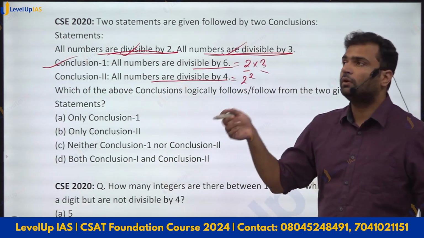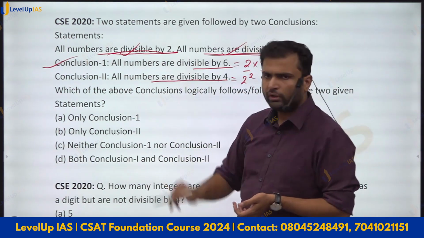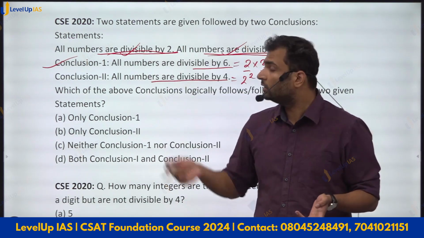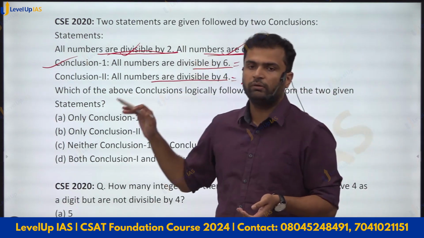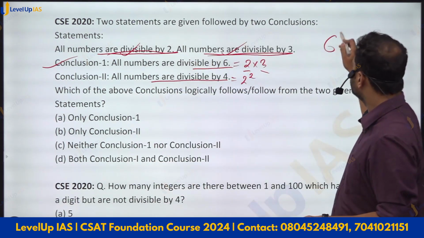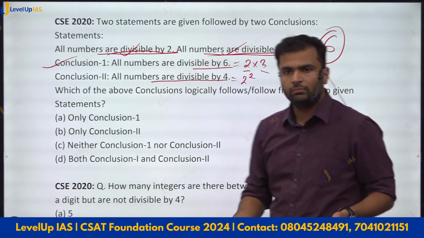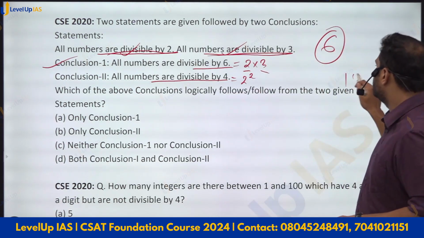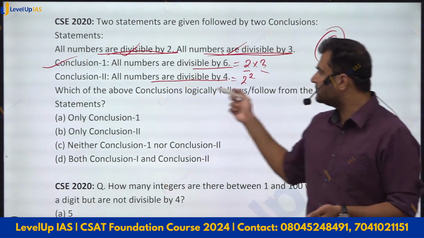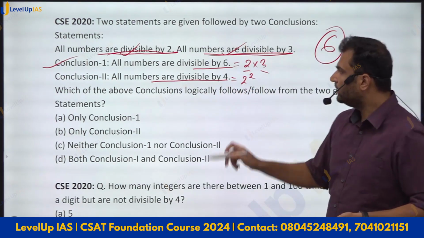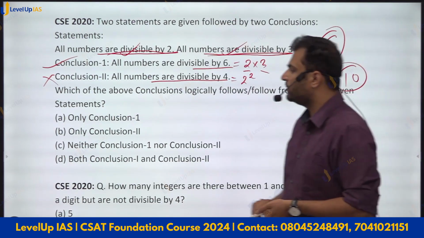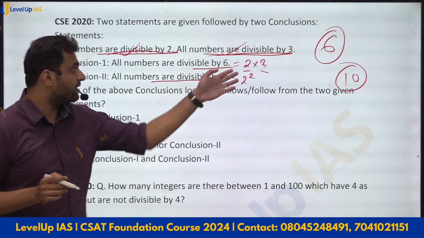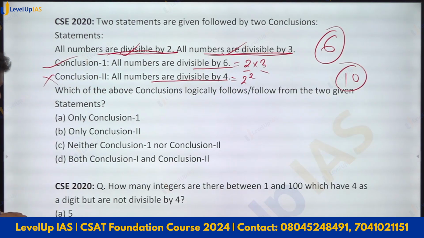So we cannot comment that if a number is divisible by 2, it has to be divisible by 4. We cannot say that. For example, 6 is divisible by 2, yes, but it is not divisible by 4. 10 is divisible by 2, yes, but 10 is not divisible by 4. That is why this conclusion does not follow from the given statements. This follows simply from the prime factorization of 4 and the concept of divisibility. Very easy.